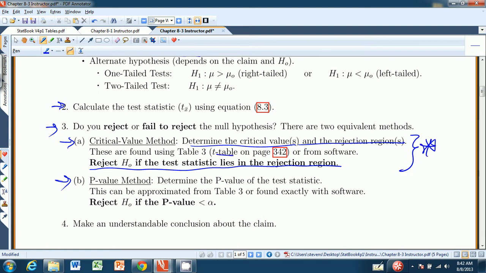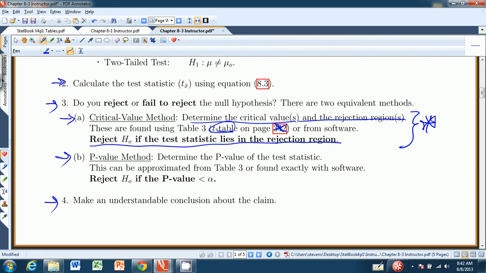And we'll be using the t-table. And then we make an understandable conclusion about the claim. Same 4 steps we did last chapter.